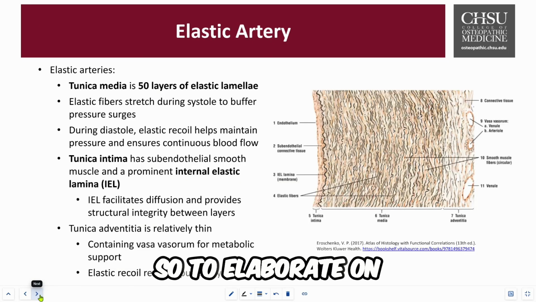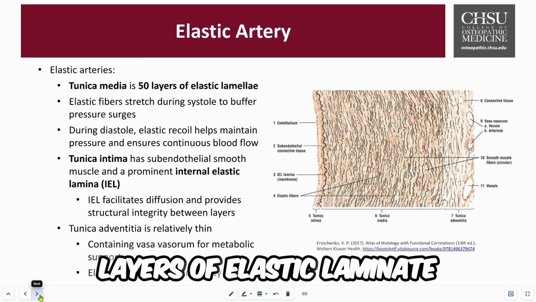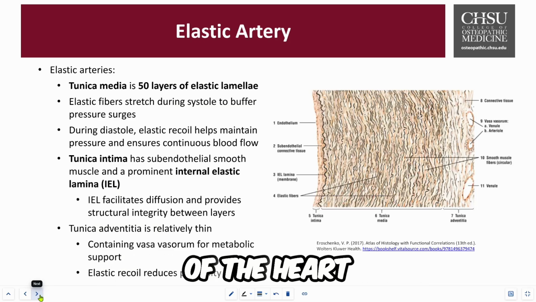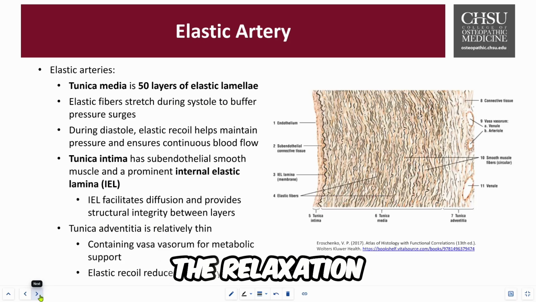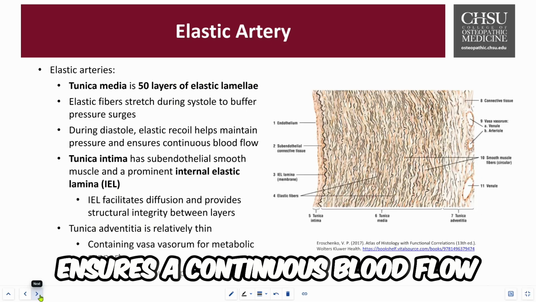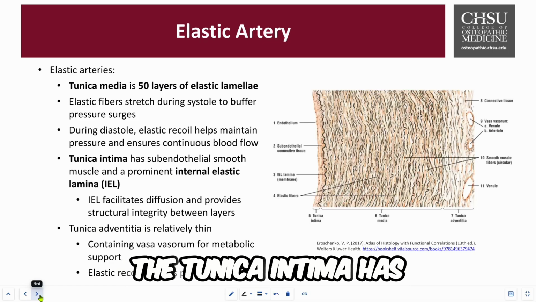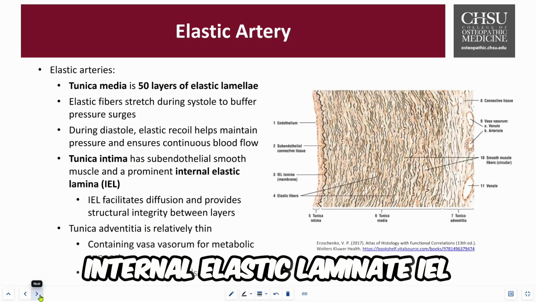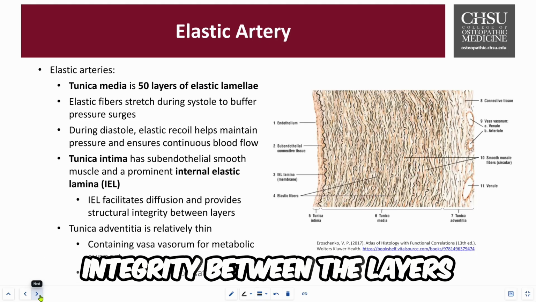The elastic artery continues. To elaborate on these elastic arteries, their tunica media contains up to about 50 layers of elastic laminae. The elastic fibers stretch during systole, the contraction of the heart, to buffer these pressure surges from the heart. Then during diastole, the relaxation, this elastic recoil helps maintain the pressure and ensures continuous blood flow. The recoil reduces pulsatility. The tunica intima has a subendothelial smooth muscle and a prominent internal elastic laminae, the IEL, which helps facilitate diffusion and provides structural integrity between the layers.